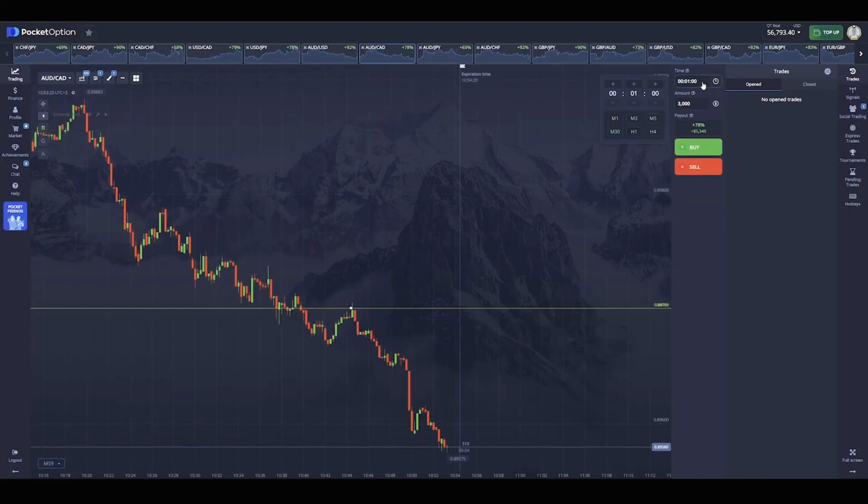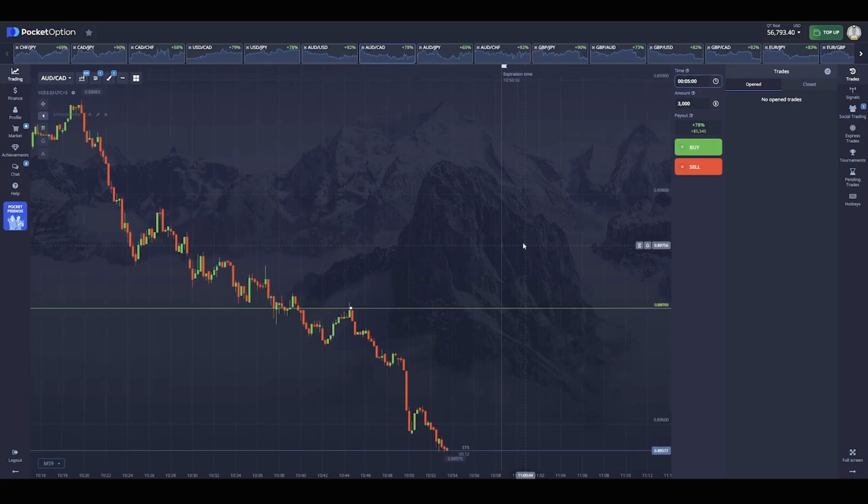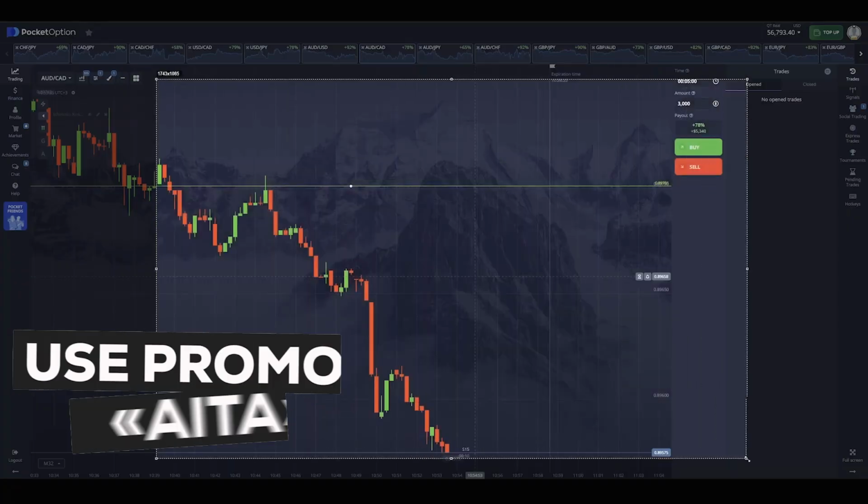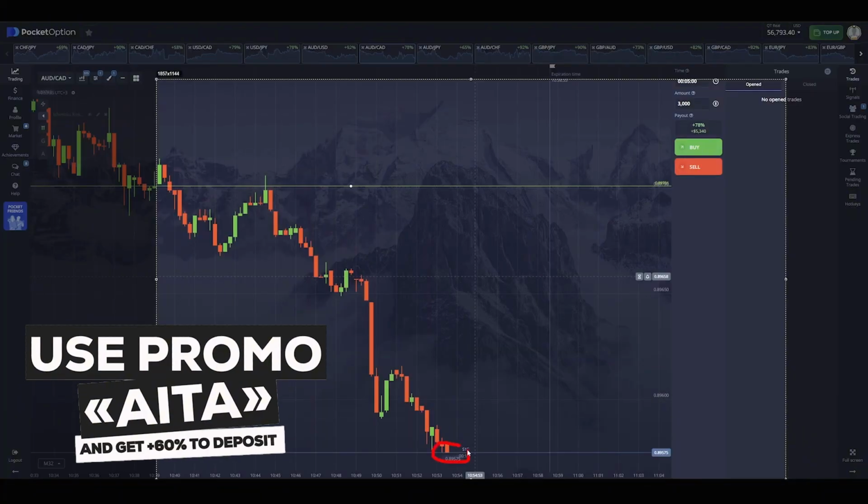Next, we need to look at the trade duration. This is the amount of time for which we enter into a contract. We work with 1 minute, 3 minutes, or 5 minutes. For example, if we open a trade here for 5 minutes and we open it as a buy, the price needs to end up higher after 5 minutes. That means the price has to be above this point in 5 minutes.